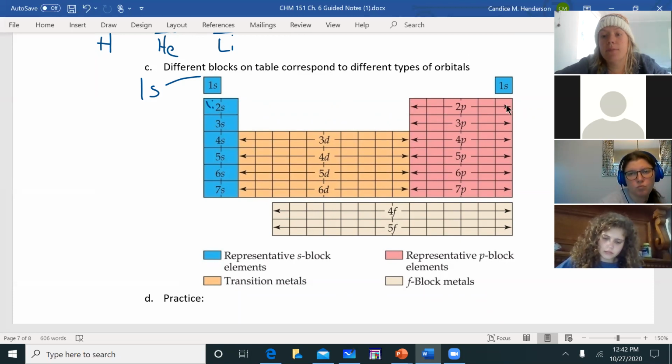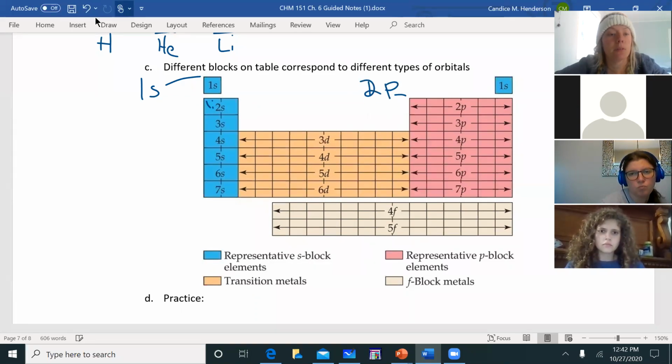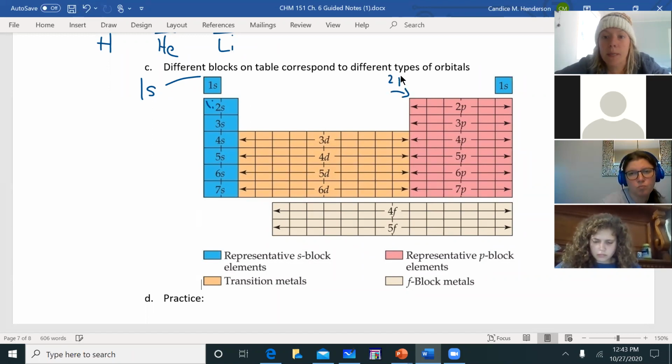Over here, we have a set of 6 columns. This is known as the p block. Anytime you're in here, you're filling electrons in the p orbital. Okay, and we start with 2p. Sorry, clear that up so there's no confusion. 2p. Okay, so we've got the 1s over here. Here we always start p with 2p. So remember, we don't have a 1p. On the first floor here, there is no p.